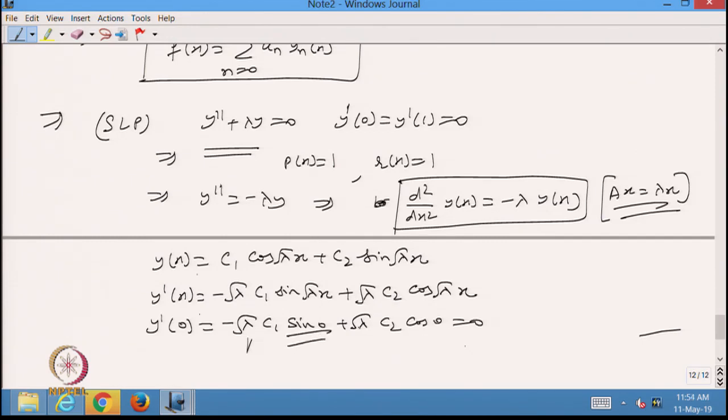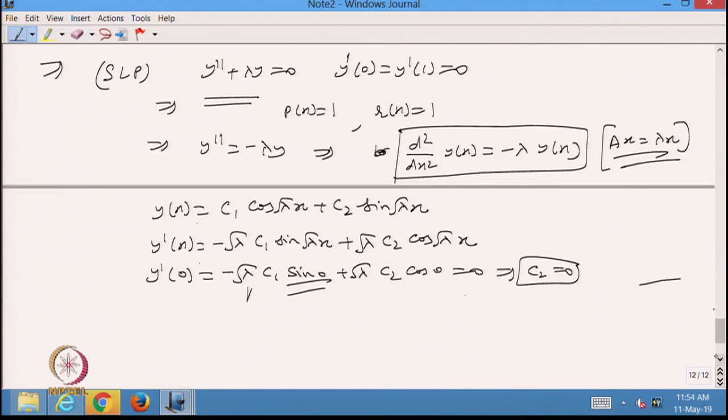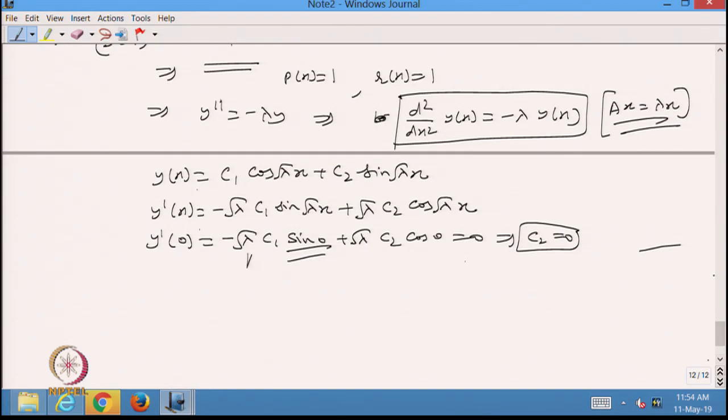So, this part is always 0. From here I can say that because we are looking for the non-trivial solution, y x equal to 0 is always a trivial solution for this equation. So, we are looking for a non-trivial solution, and my lambda is not equal to 0. So, from here I am taking that my C2 is 0. If my C2 is 0 I can find the value of C1. So, my y x is now C1 cos under root lambda x.